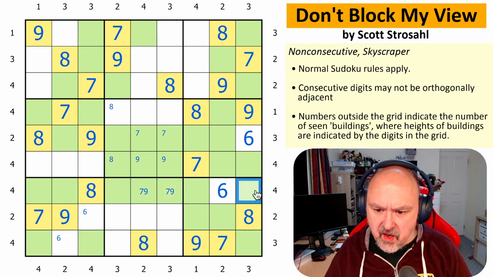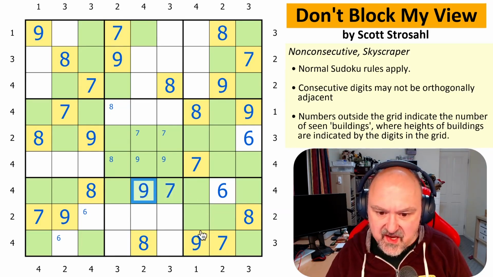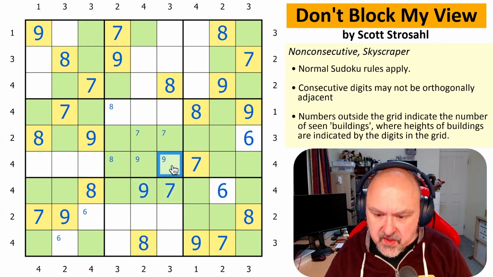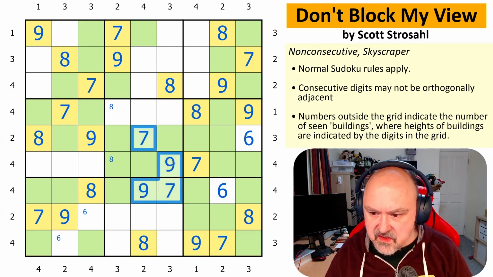If that's a 9, I've only got a 3 clue. That has to be the 7. That has to be the 9. Otherwise, I can't fulfill the 4 clue. So that's the 9. That's not the 9. That's the 7. That's not the 7. These can turn yellow.